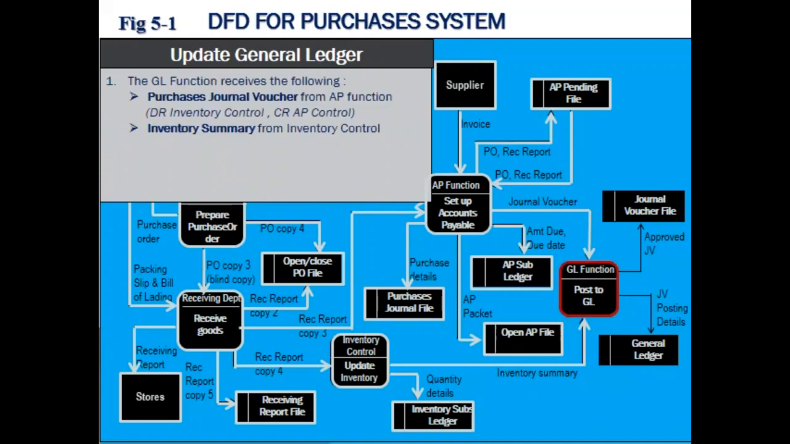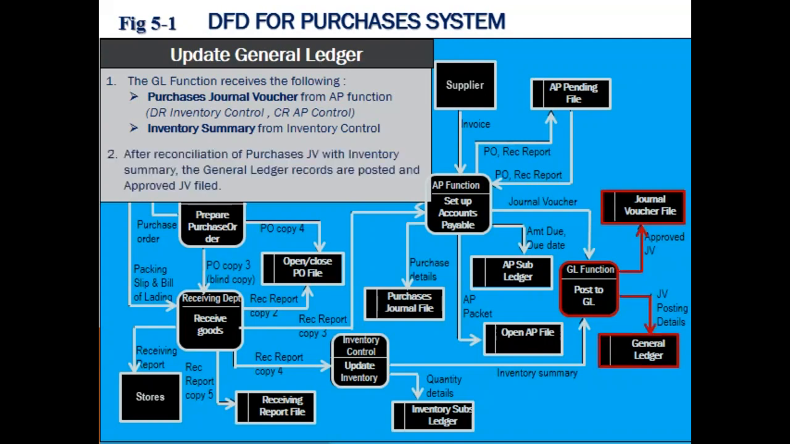The GL function will receive the purchaser's journal voucher from the AP function, which is to record the inventory control account and AP control account. It also receives an inventory summary from inventory control, in which the total in the summary should tie with the figure in the journal voucher.